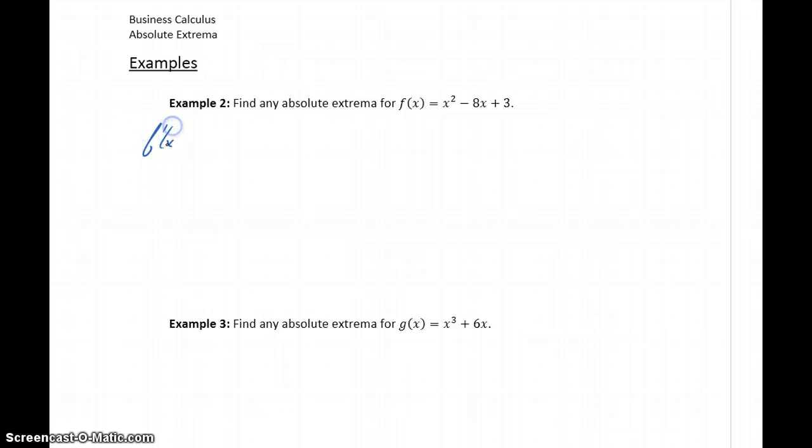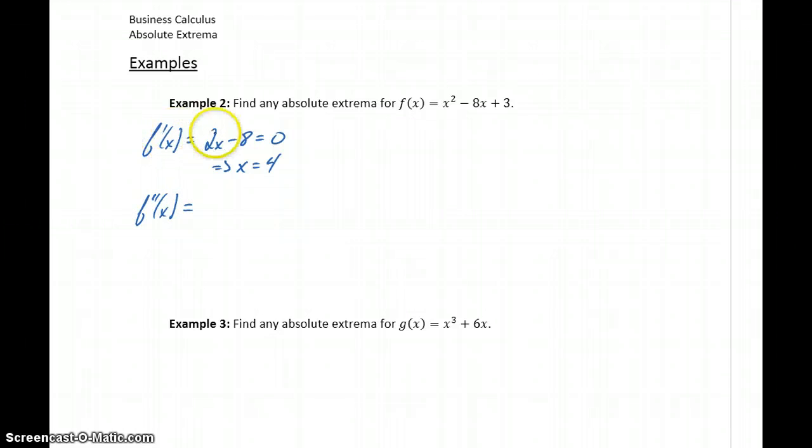So we'll start off by finding the first derivative of our given function, which in this case will be 2x minus 8. Setting that equal to 0 to find any critical values will give us a result of x equals 4. So we know that if we evaluated our first derivative at 4, we would get 0. So the next thing to do is find the second derivative of our given function.